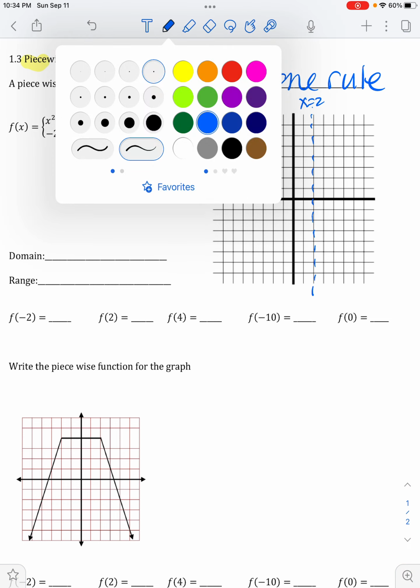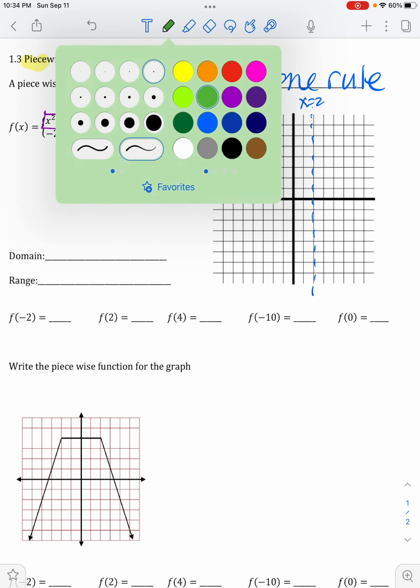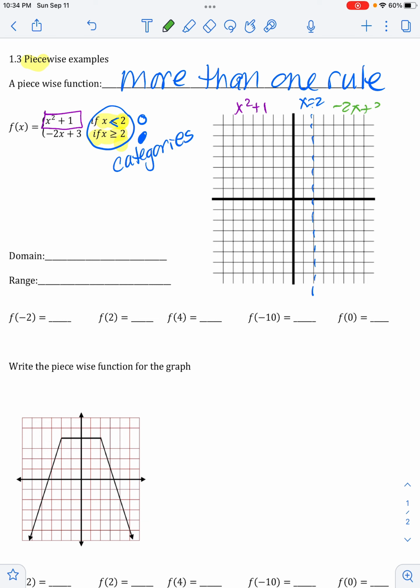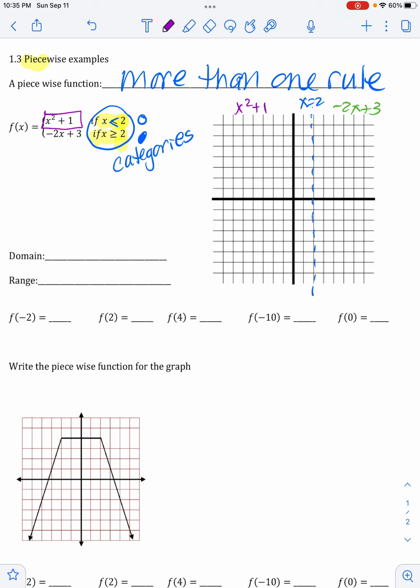So let's take a look at the top. The top is a parabola. And by this point in your life, you have to have an idea of what that's going to look like. So what I always do, if you need to plot points, plot points. If you are looking at less than 2, that's going to be this rule. And then on the other side of the line, the negative 2x plus 3 rule will apply. So you write down as much as you need to in order to make it make sense to you and be successful.